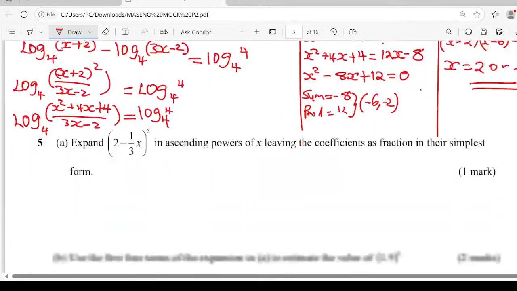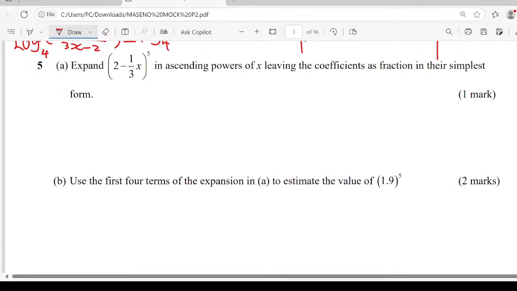Allow me to go to question number 5 of our discussion. A very, very important discussion. Question number 5. This is a question again from Form 3, under the topic binomial expansion. A very, very common question also in paper 2 mathematics.